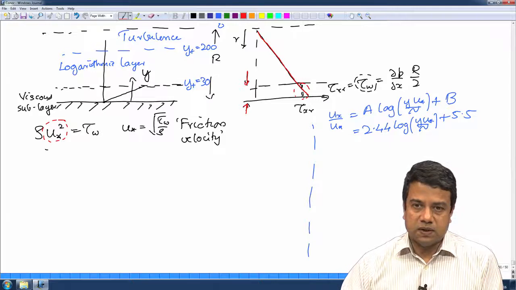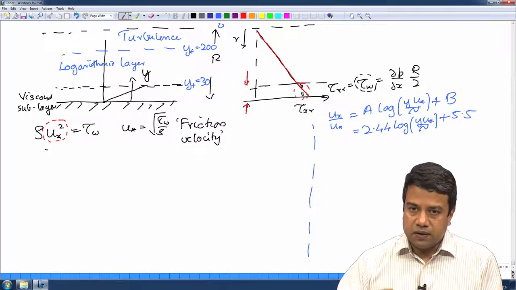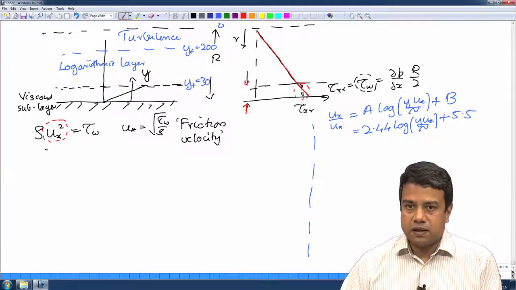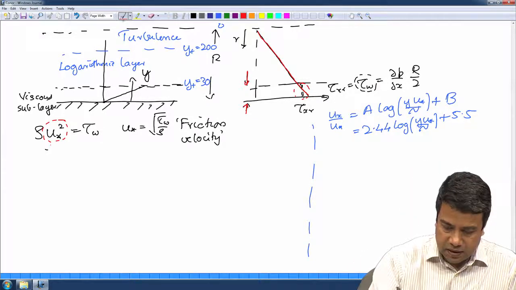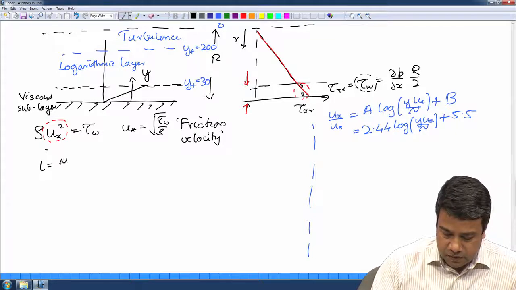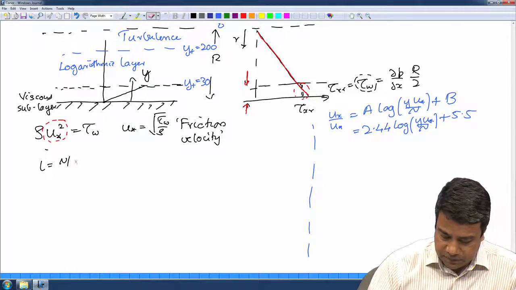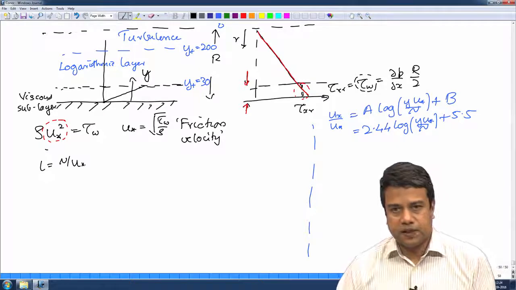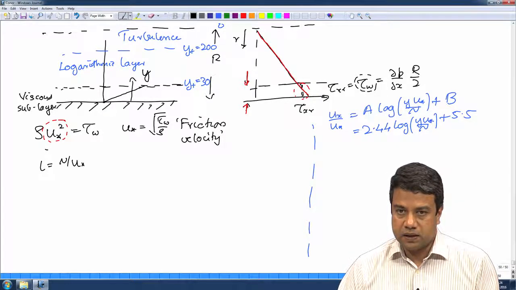We know that within the viscous sublayer, viscous effects are important, and therefore, the only other dimensional parameter that is of importance is the kinematic viscosity. And from that you can get only one length scale. L is equal to nu by u star, where u star is the friction velocity. Therefore, I can scale the distance from the wall by this length scale.